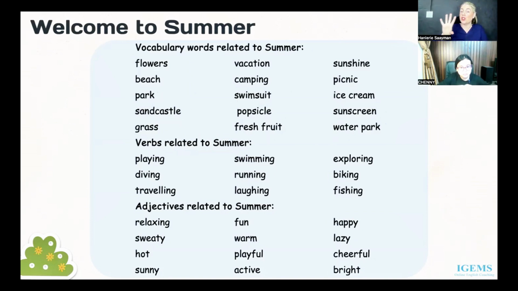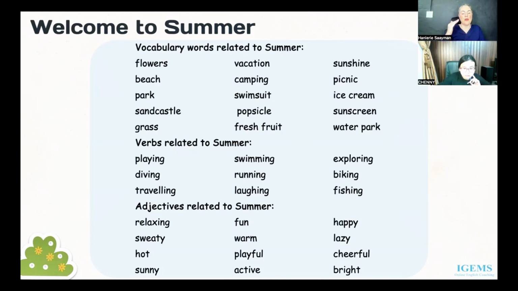So those are the words we're going to use just now. Now let's have a look at some of the verbs related to summer. Can you read the verbs for us? Okay, so it's playing, swimming, exploring, diving, running, biking, traveling, laughing, fishing. Okay, so those are all types of words.